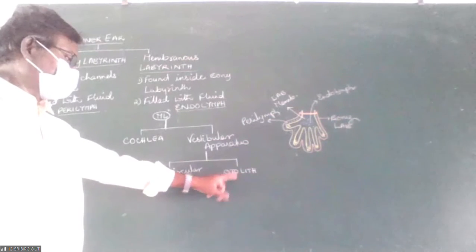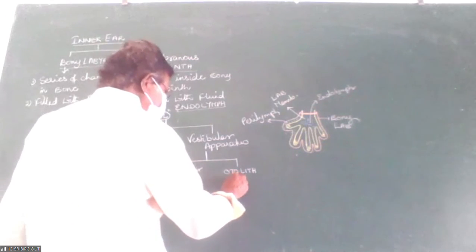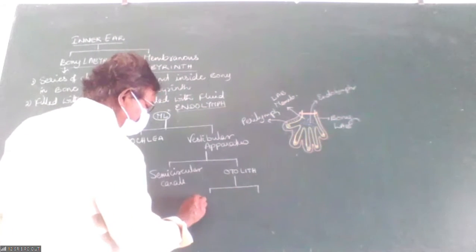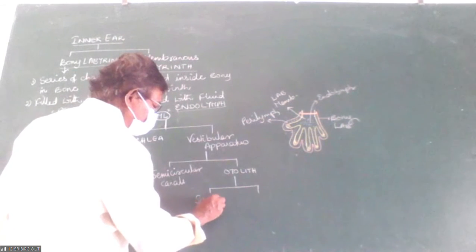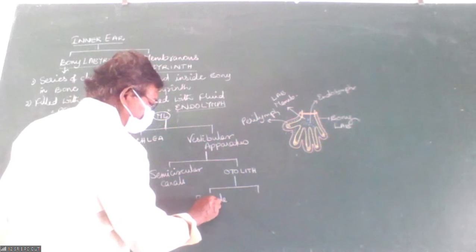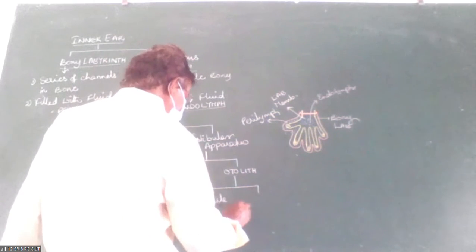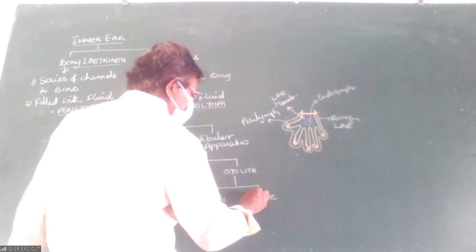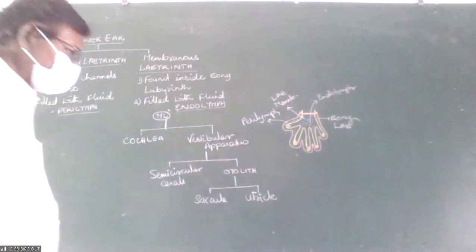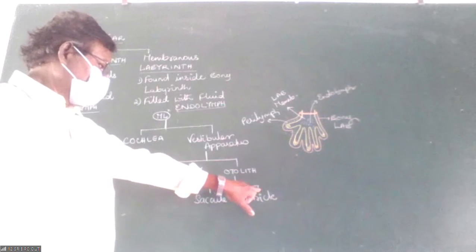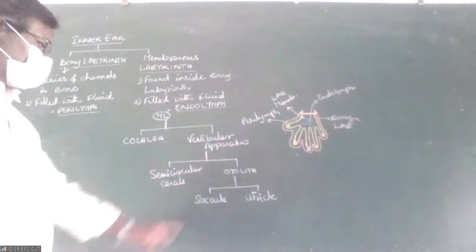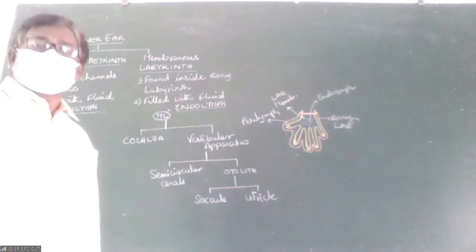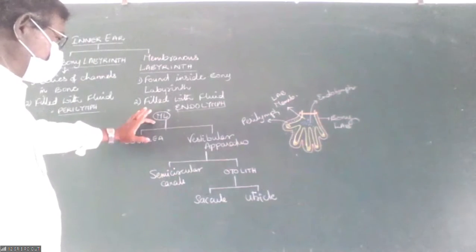And the otolith again is made up of two components, namely number one is the saccule, and number two is the utricle. Saccule and utricle. These are the two components. The otolith is made up of the two components, namely saccule and utricle. So this is the complete membranous labyrinth.